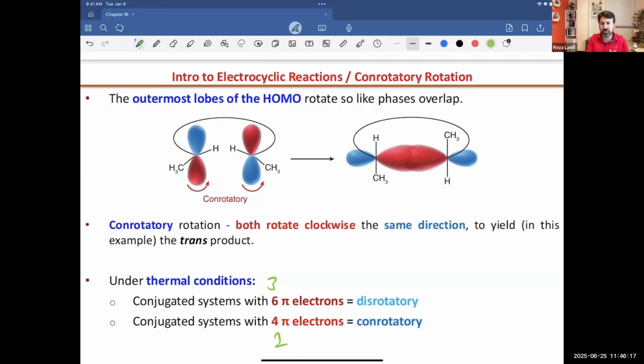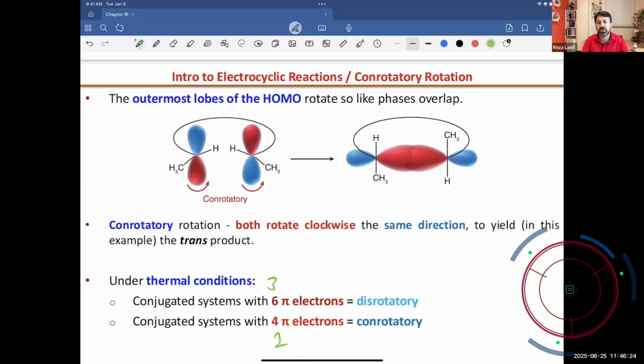Now, the question is, what will happen if we switch to light instead of heat? The product will be different, and that's going to be a good subject, but for another lecture.